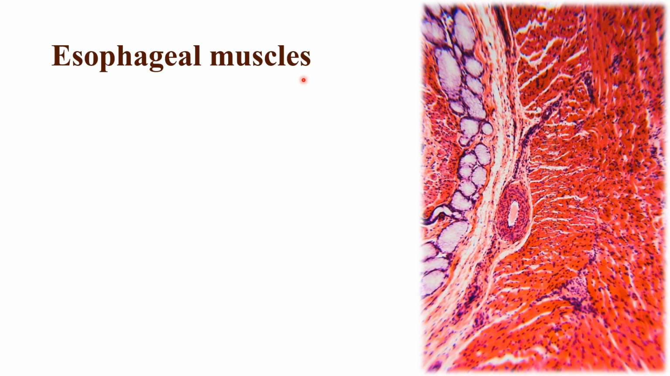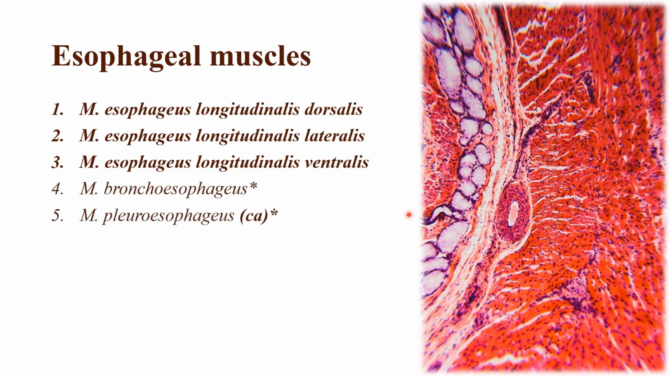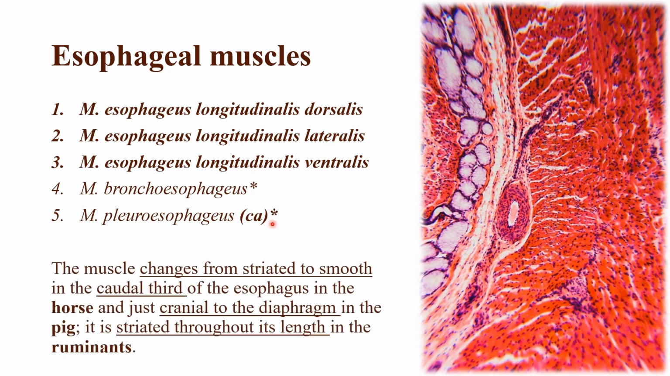For the muscles, we have main three. So these are dorsal, lateral, and ventral longitudinal esophagus muscles. And they just are based on the location. So if the muscle is on the top, it's dorsal. If it's on the side, it's lateral. And if it's on the bottom, it's ventral. And then we have two more muscles. The one that attaches the esophagus to the bronchus and then to the pleura. But only dogs have it.